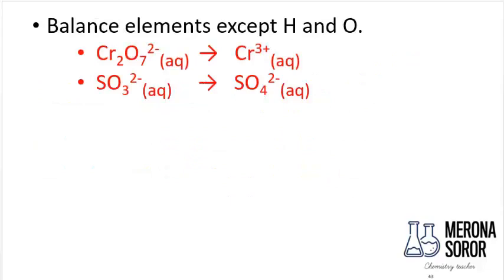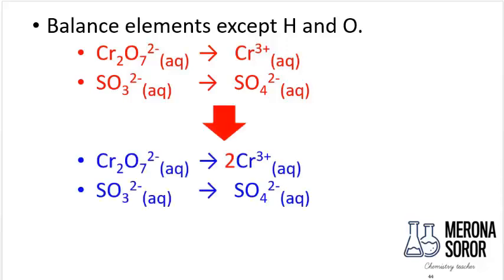The next step, balancing elements except hydrogen and oxygen. Now we have to apply the law of conservation of mass to every element except oxygen and hydrogen. In the first equation, there are 2 chromium atoms in the reactants, but only 1 atom in the product. So we have to multiply the product by 2. Oxygen in the second equation will be balanced next. So the two equations will be as we can see now.